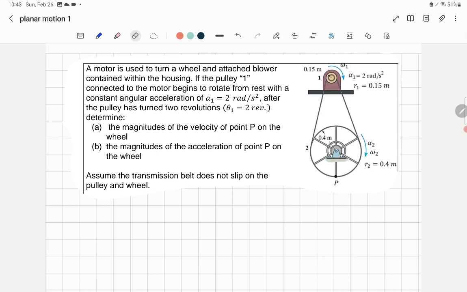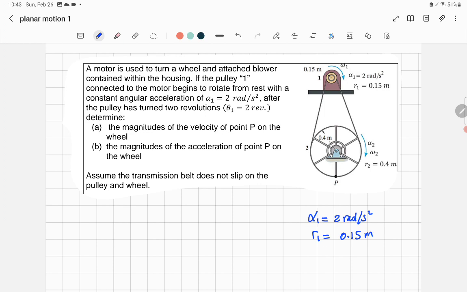Well, let's just write the information that we need, simplified. We are using 1 to refer to the motor and 2 for the wheel. So when we write 1, it will be for the motor. The angular acceleration for the motor was given as 2 radian per second square, and the radius of the pulley is equal to 0.15 meter.